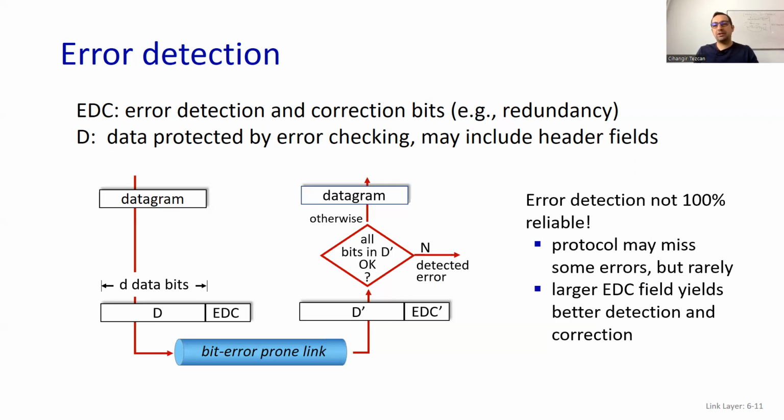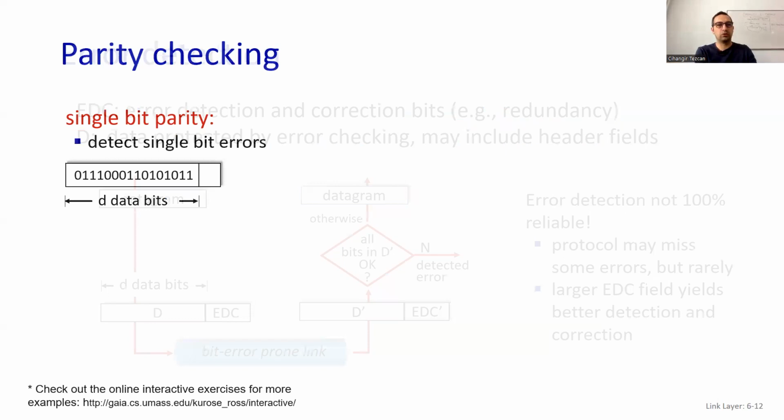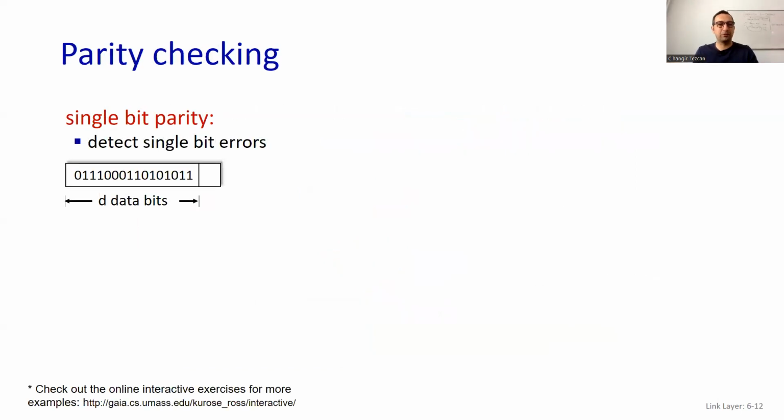But of course, error detection is not 100% reliable, right? Because if there are many bit errors, then you cannot detect it. Protocol may miss some errors, but rarely. A larger EDC field yields better detection and correction, but of course, this increases your bandwidth, so you have to find a good error correcting code.